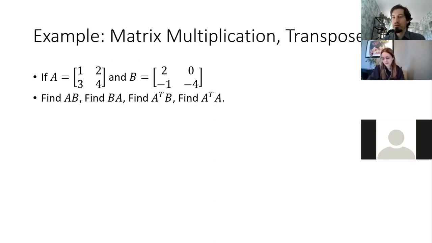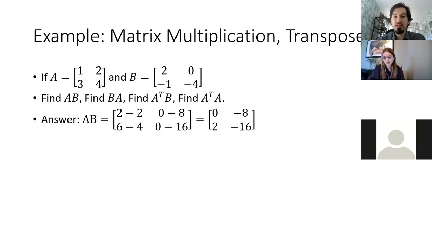Okay. Why don't you tell us what you got, Kai? I got 0, negative 8, 2, negative 16. Sounds good. You guys all see how she got that? What I have here is the 1 times the 2 is 2. The 2 times the negative 1 is negative 2, right? So this is a little bit of a breakdown of how you get A times B.